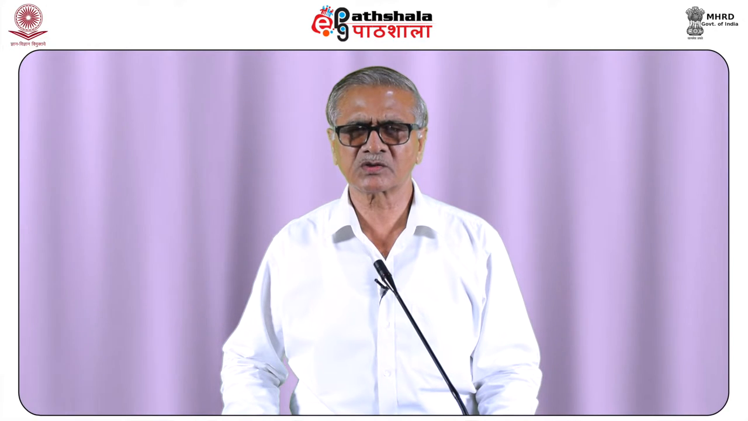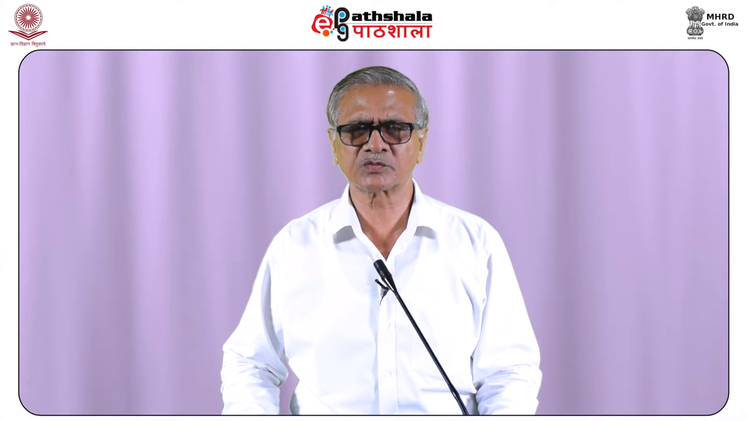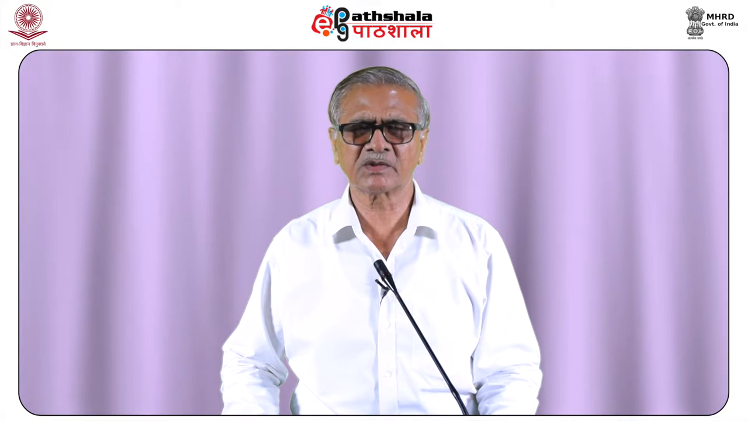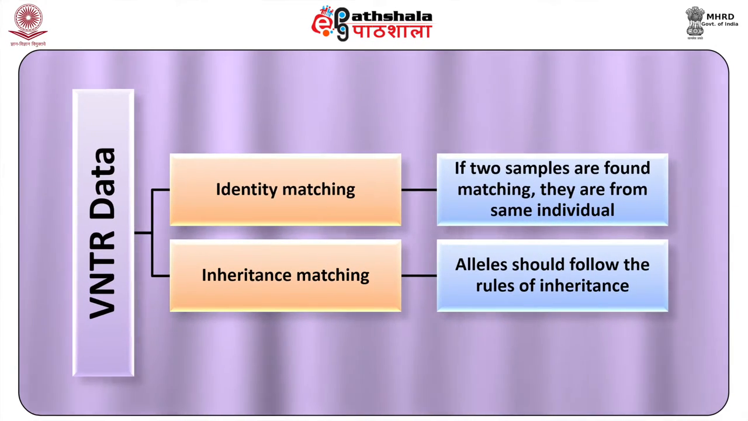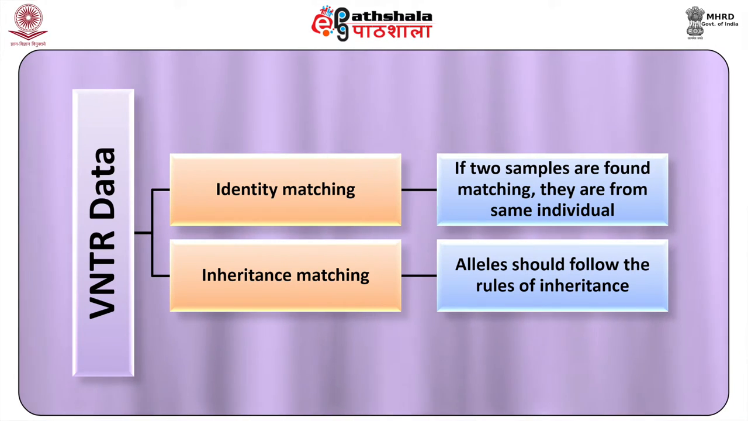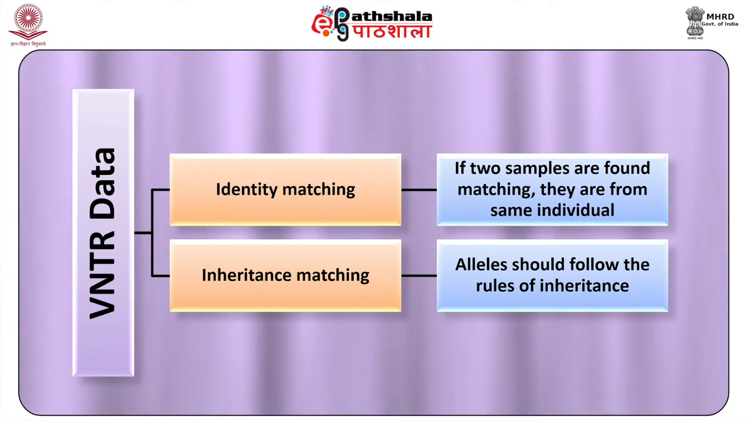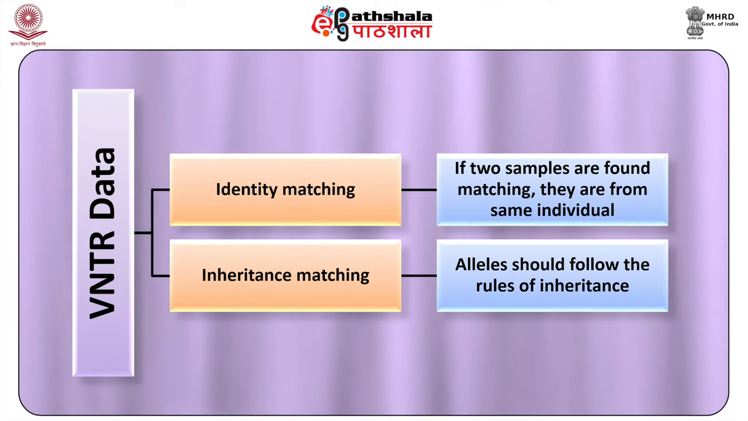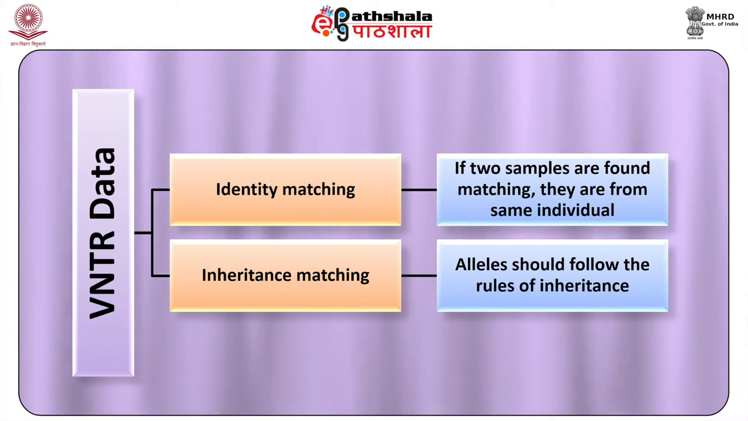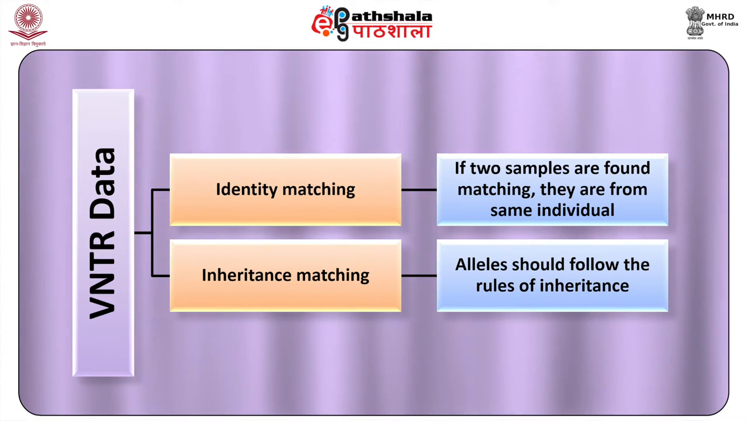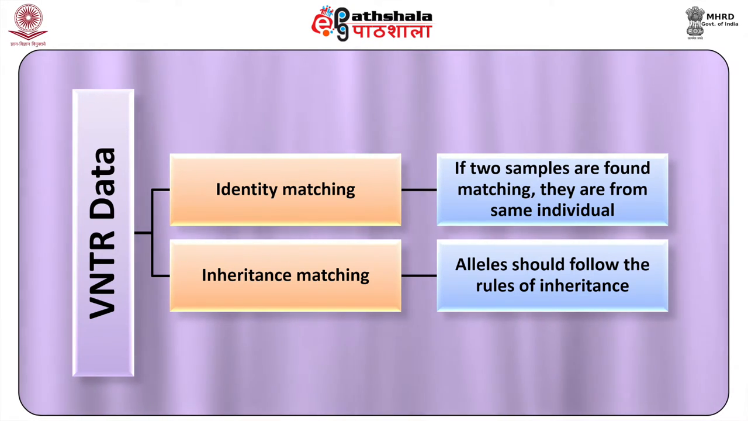VNTRs can be found on multiple chromosomes. They serve as an important source of genetic markers used for RFLP. Due to high variability of VNTRs, the band produced by them using gel electrophoresis or Southern blotting is unique to every individual. During analysis of VNTR data, two basic principles are used: identity matching and inheritance matching. For identity matching, if two samples are found matching, they are from the same individual. In inheritance matching, the allele should follow the rule of inheritance.